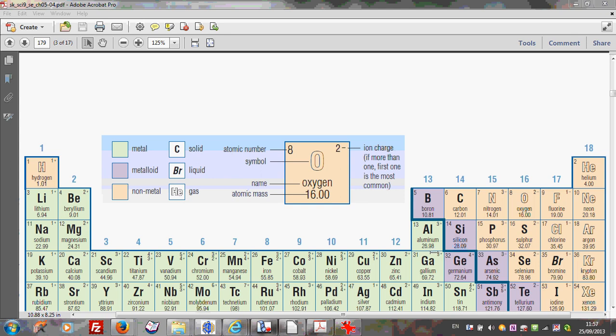So given that the total mass is 26.98, we subtract off the 13 taken up by the aluminum protons, and we get 13.98, which is very close to 14. So after you do the subtraction, round to the nearest whole number.